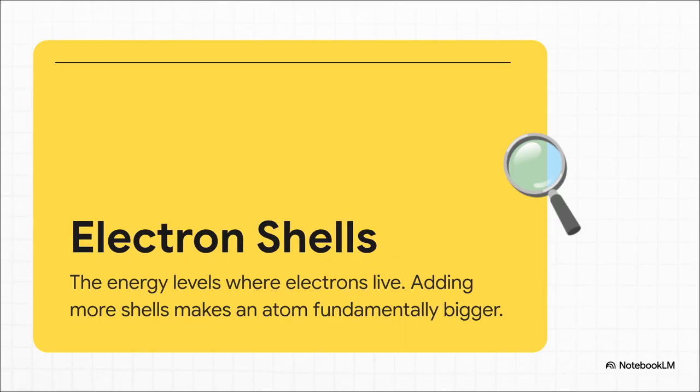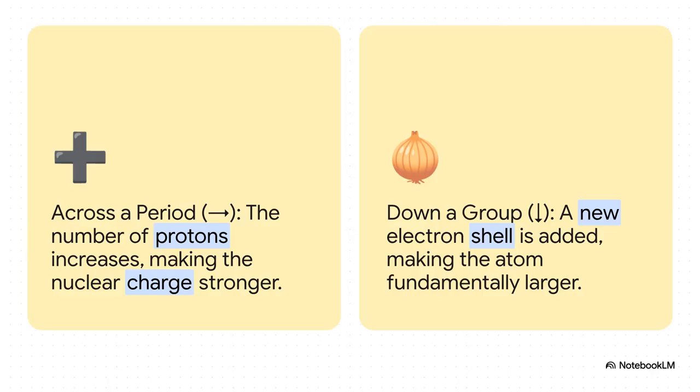And rule number two, it's all about size. See, electrons aren't just buzzing around randomly. They live in these specific energy levels. Scientists call them shells. The best way to picture it is like the layers of an onion. And every time you add a new shell, a whole new layer, the atom just has to get bigger. It's that simple.